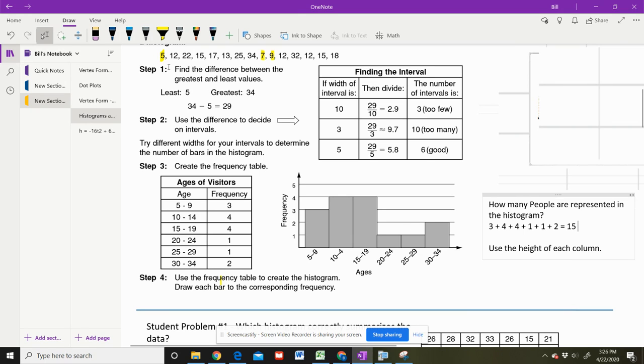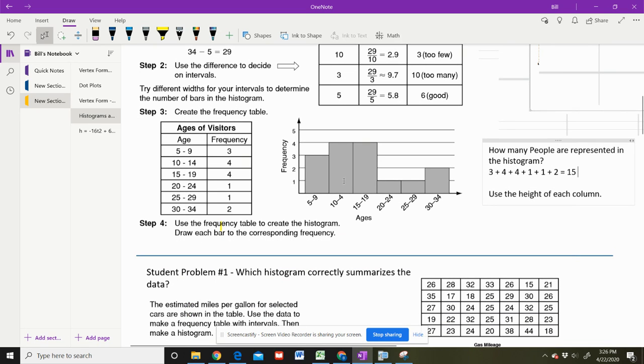And if we went up here, we could count 1, 2, 3, 4, 5, 6, 7, 8, 9, 10, 11, 12, 13, 14, 15. Checks out. We've got a total of 15. This is the histogram showing the age ranges and how many people fell into those age ranges. All right, so now we're going to go down and let's do a student problem, okay?